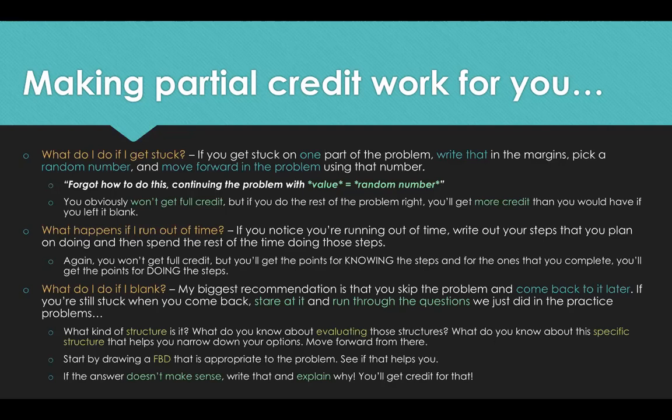So if you do the rest of the problem correctly with that mistake that you made, you get the rest of the points. You obviously won't get the full credit, but you're only going to miss the points that went into solving for that one number that you couldn't remember, as opposed to, oh, I blanked and then I can't finish the problem, so I'm not going to finish the problem. You know what I mean?